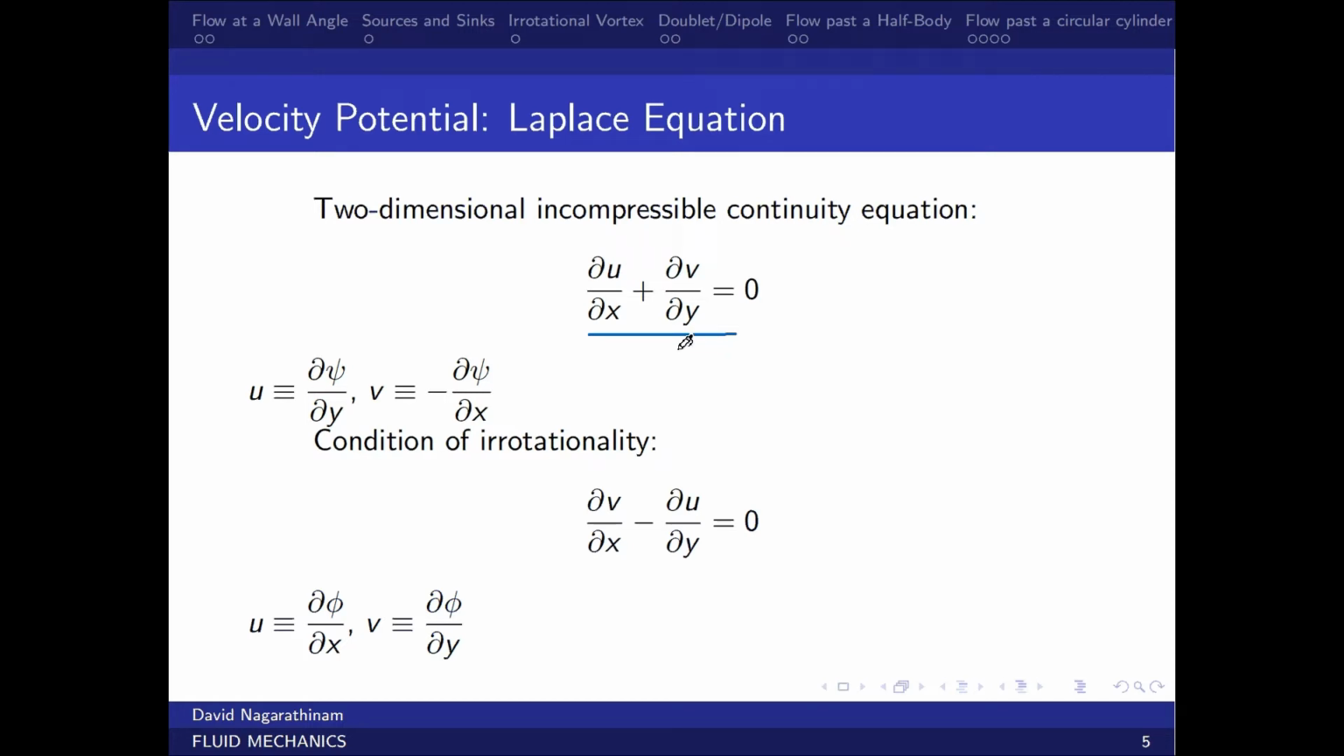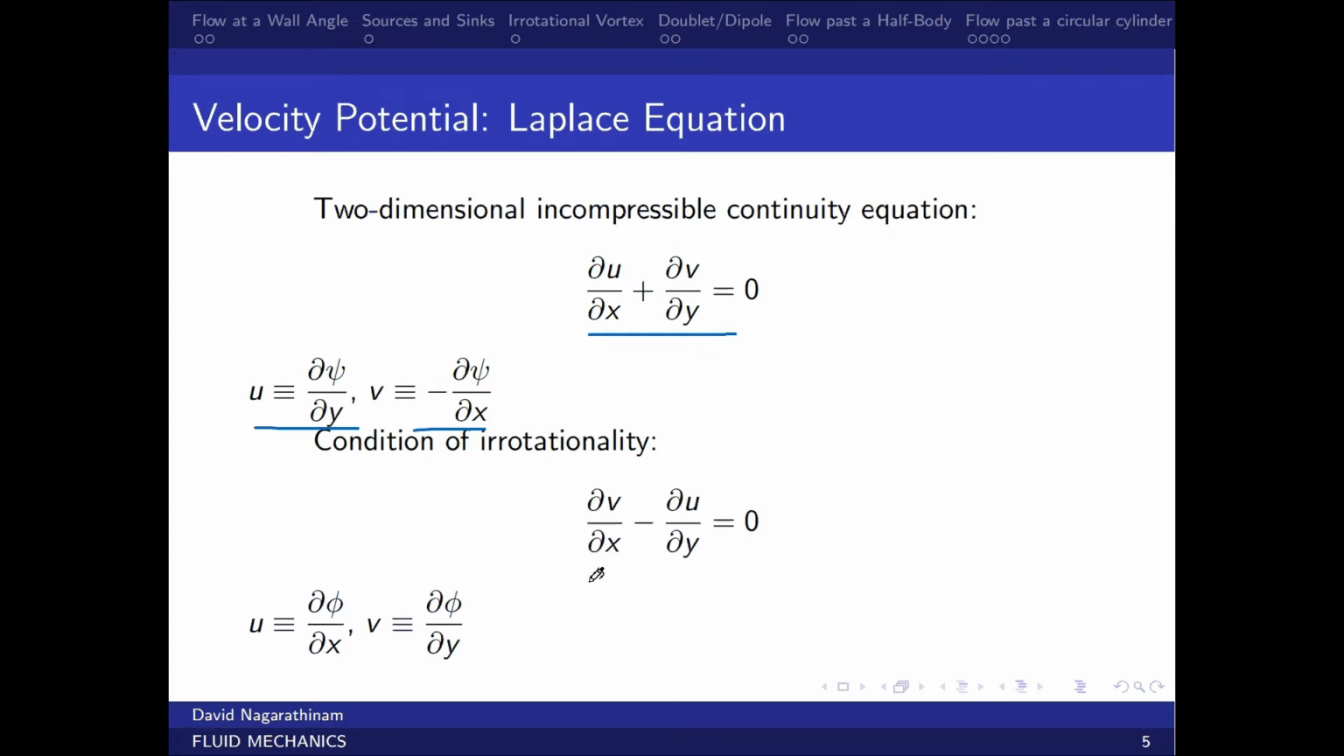Now, the condition of irrotationality for such a two-dimensional incompressible flow, which is called a potential flow, is going to be given by this particular functional form, which says that the curl of the velocity vector is equal to 0. The velocity vector is represented by two components, u and v. u is given by the partial derivative of psi with respect to y, and v is given by the negative of the partial derivative of psi with respect to x.